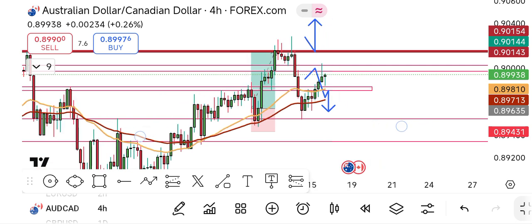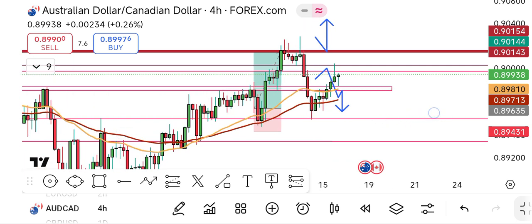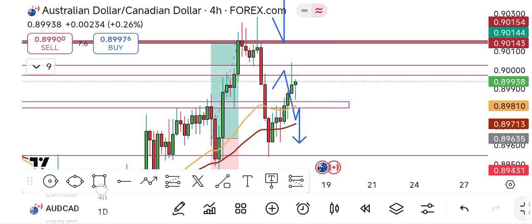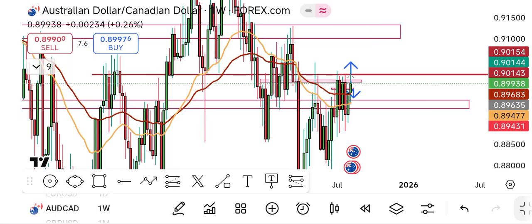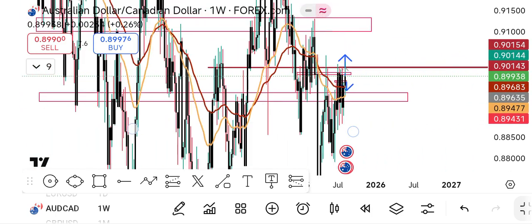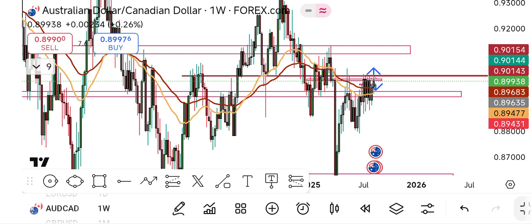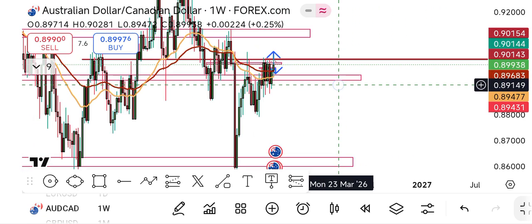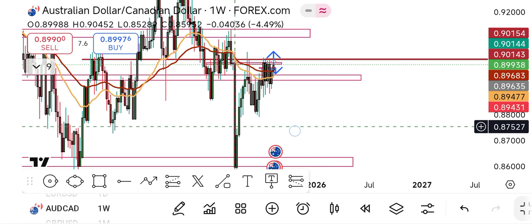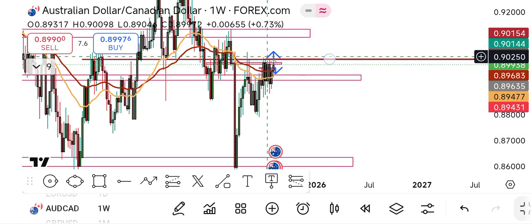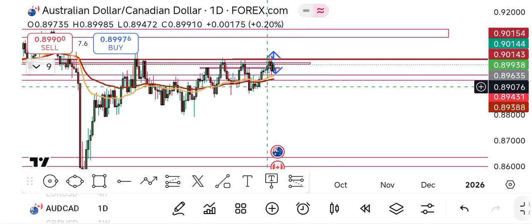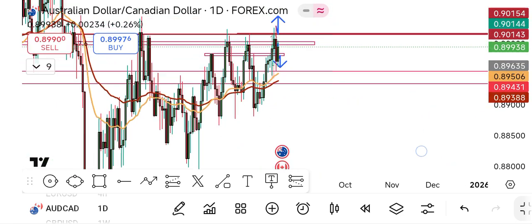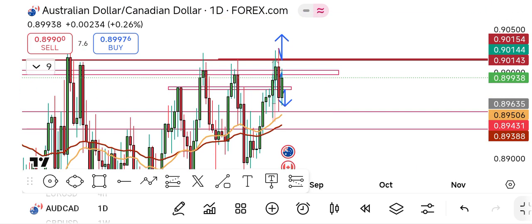So AUD CAD. AUD CAD has been giving us, look at the weekly time frame. You can see the market came down here, broke and retested this level, then is trying to move to the downside. But let's wait for another confirmation. To me, 1 week is saying sell, then the daily is also saying sell. But let's wait for it.